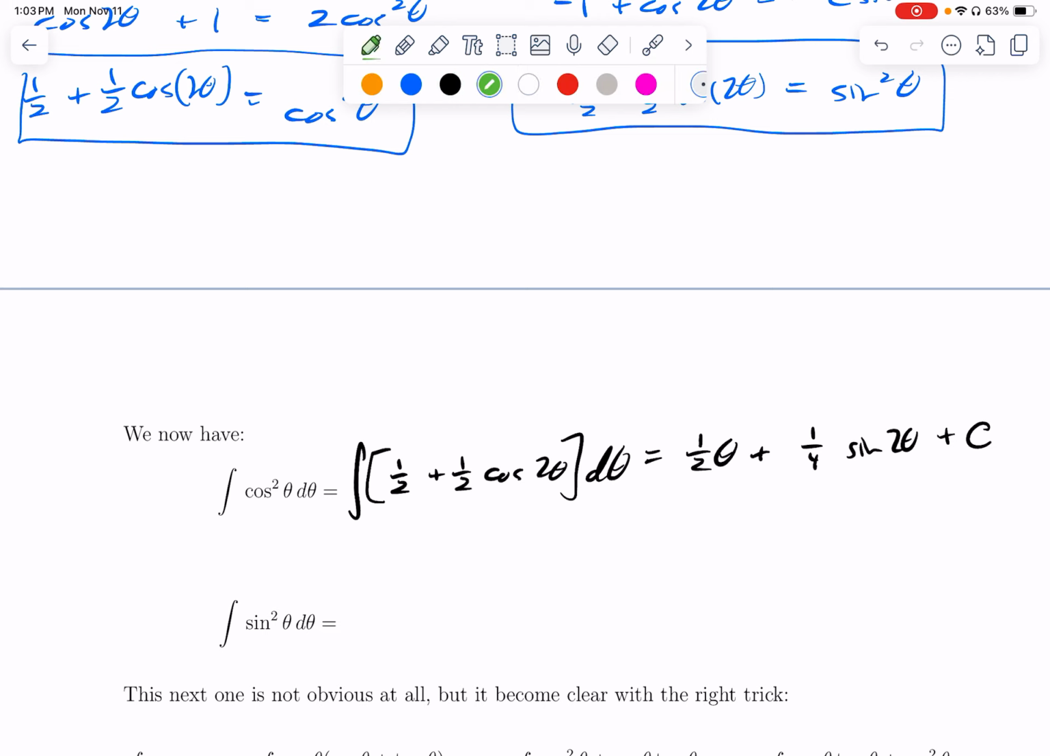And then we have a similar one here, just with a minus. So we would have 1/2 theta minus 1/4 sine 2 theta. You do not have to have these memorized, but you want to know that these are things that are well known, and we can look them up if necessary.